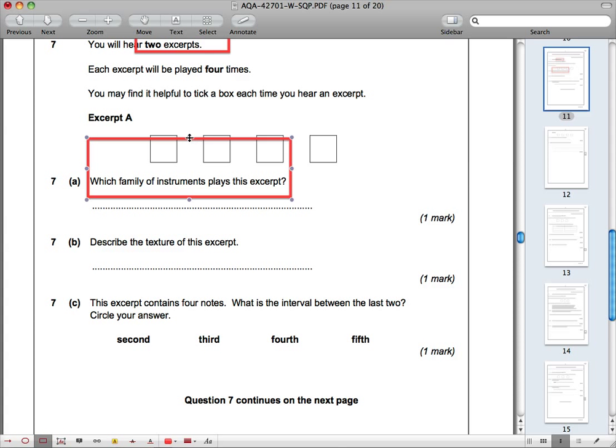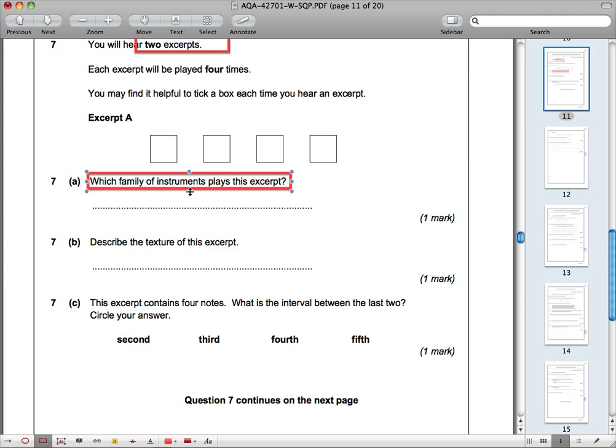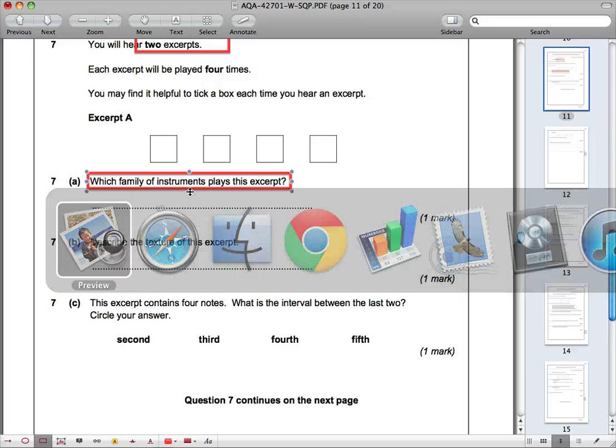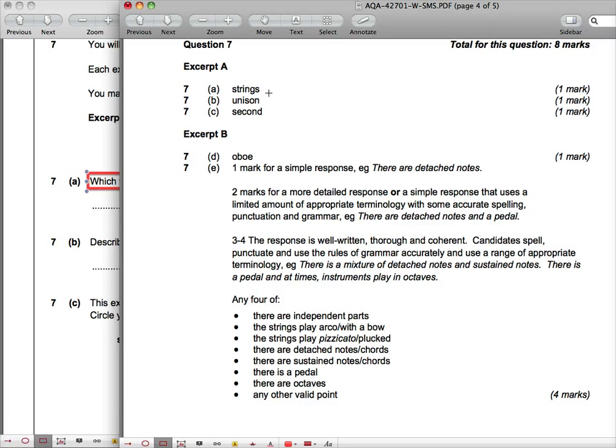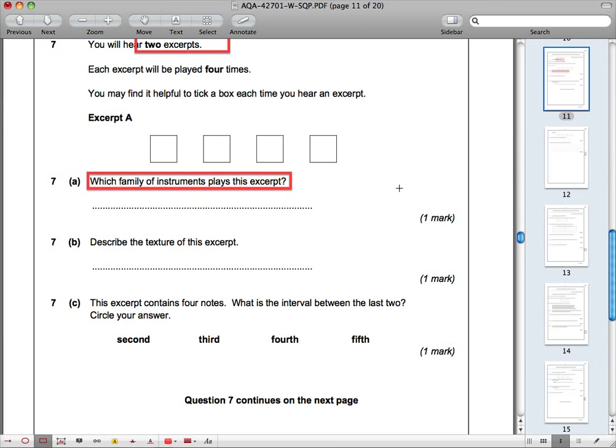So question 7a is which family of instruments plays the excerpt. So you're not being asked for a specific instrument, you're being asked for a family. Safe to assume that it's talking about the orchestral family, so you've got strings, brass, woodwind, percussion. And if we look at the mark scheme, here it tells you that we're talking about strings. So that's a nice easy 1 mark question.